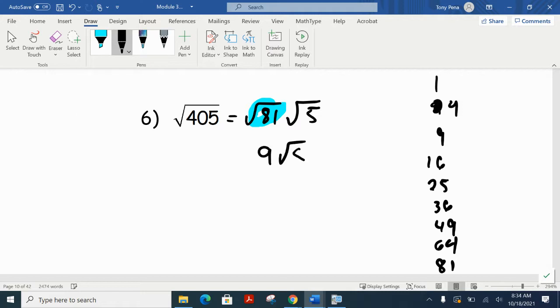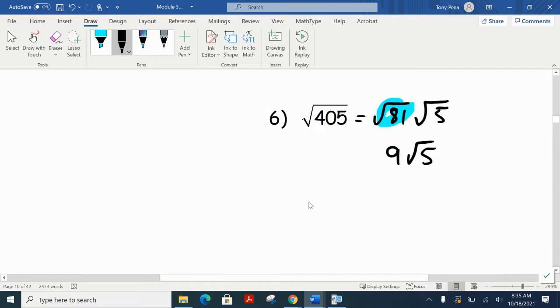So then we just do 9 root 5. And then root 5 can't be broken down any further, so that's our final answer. All right. All right, 7 is the first one.